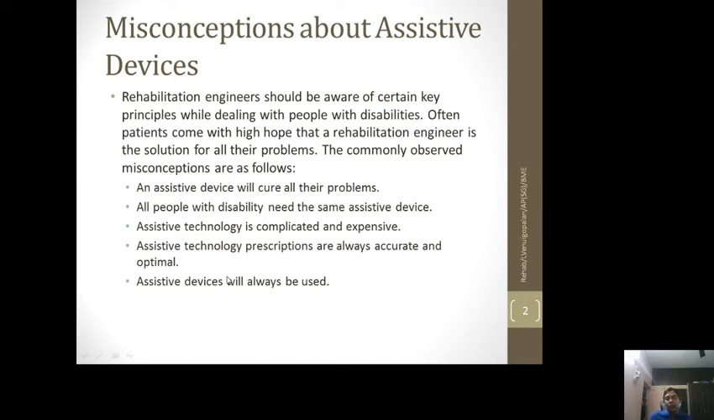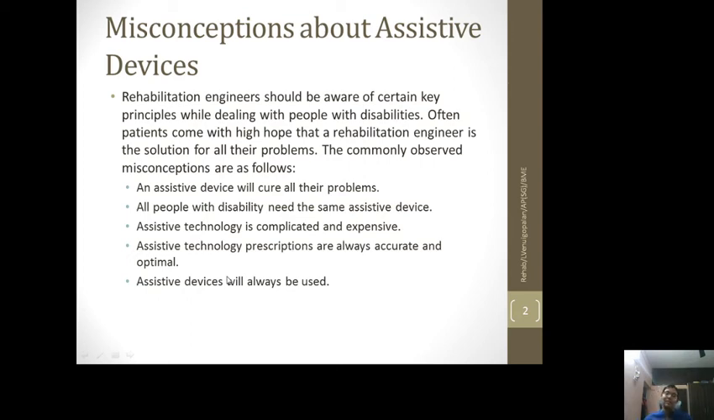Again, the misconception that assistive technology prescriptions are always accurate and optimal. This is only making me laugh. When your diagnosis cannot always be accurate and optimal, your assistive technology prescription can never be accurate either. If you say, okay, so and so has had a stroke, so he or she will have this and this ailment, and based on that you can prescribe this assistive technology which will nullify the effect of all these ailments, that's not true. It's not going to happen.